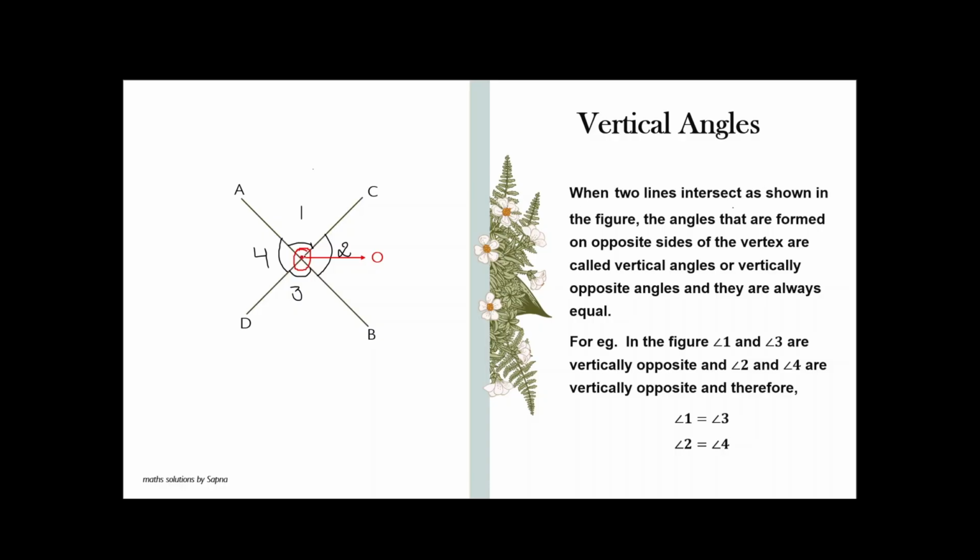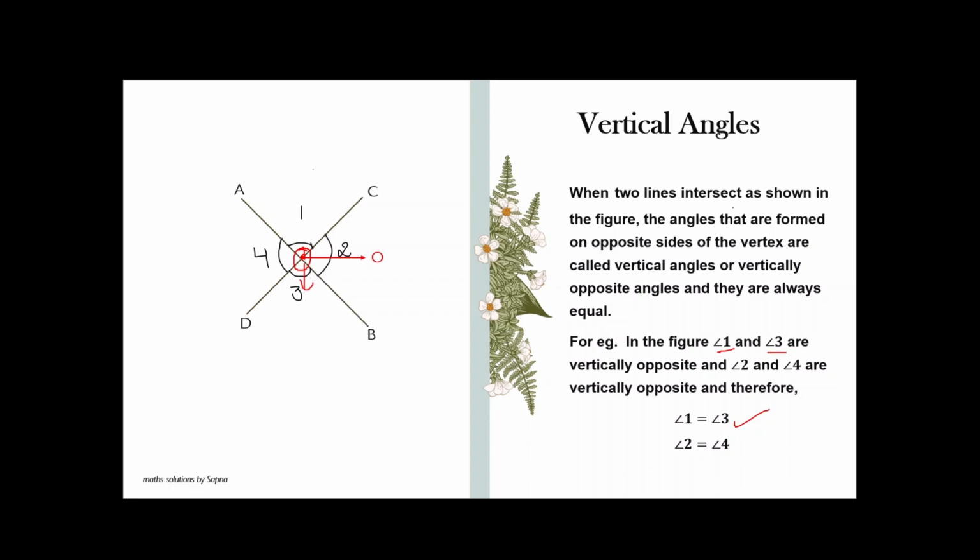So AB and CD are meeting at point O. So the angles which are in the opposite direction of this vertex would be called vertically opposite. For example, in this figure, angle 1 and angle 3 are vertically opposite. Why? Because 1 is above the vertex O, 3 is below the vertex O, correct? So they are vertically opposite, and remember, vertically opposite angles are always and always equal. That is why 1 would be equal to 3.